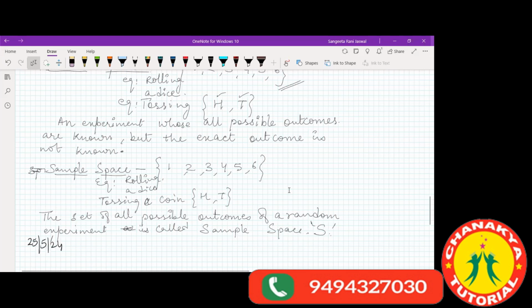A dice from 1 to 6, all those numbers are called the sample space. That means all the possible outcomes in a random experiment is called the sample space.